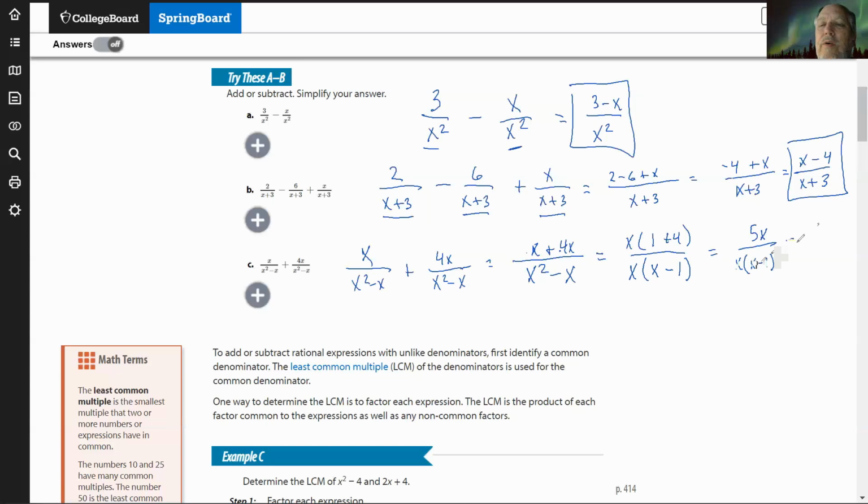Now at this point, we're going to go ahead and simplify. Now 5 doesn't have anything down here to simplify with. So therefore, we're going to go ahead and simplify the x's out, cancel those out. And so we end up with just a 5 on the top and then x minus 1 on the bottom.